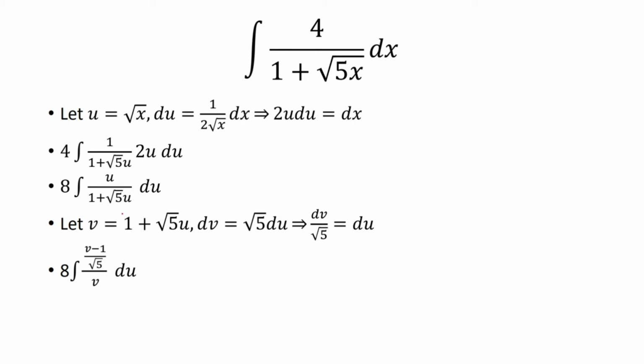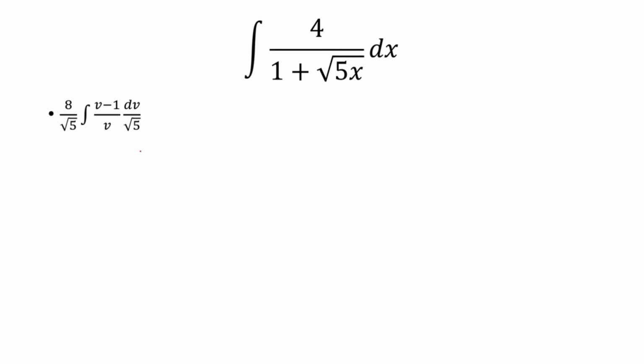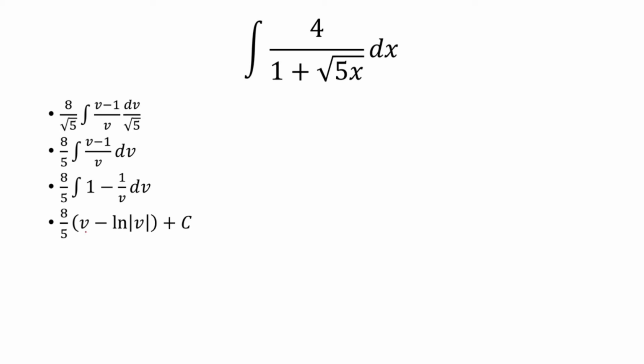Now we plug it in. So we said u, if we solve for u here, we get v minus 1 over root 5. And then the denominator is just v, because that's what we let v be. But we need to make a substitution for du. du is just dv over root 5. So this root 5 will multiply this root 5 outside, so it's going to be 8 fifths. We have v minus 1 over v, which we can break up into two fractions, 1 minus 1 over v dv. Integrate, we get v minus ln of v plus c.